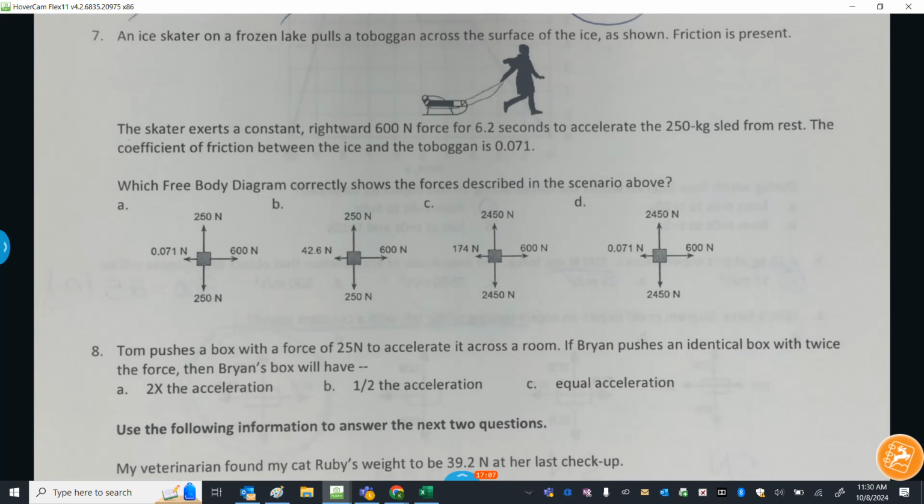There's a lot of information in that scenario, but here's the thing. If we're trying to match one of these free body diagrams, well, I can't eliminate any based on the arrows alone because they all have 4 vectors, which is perfect.